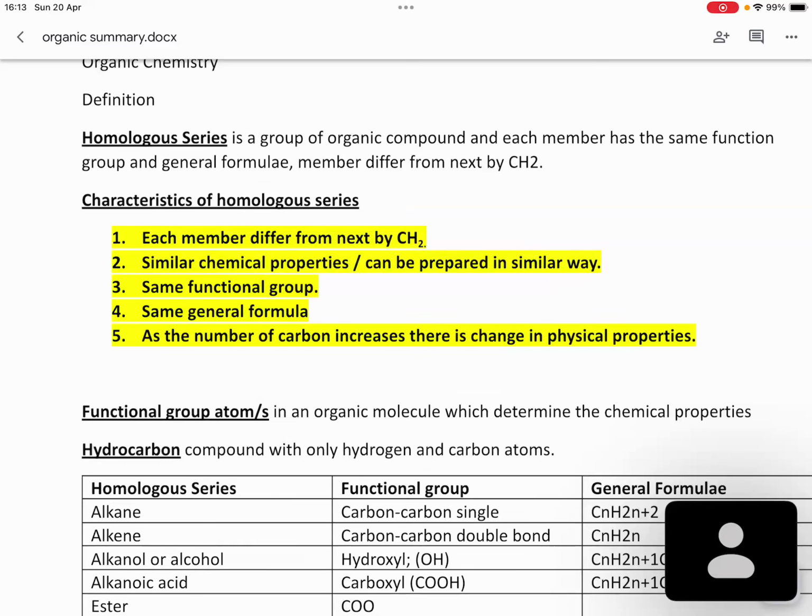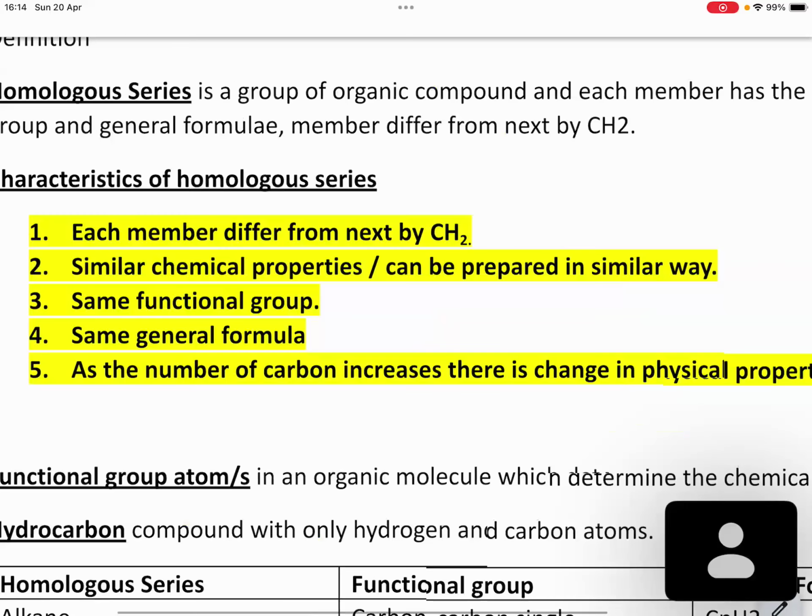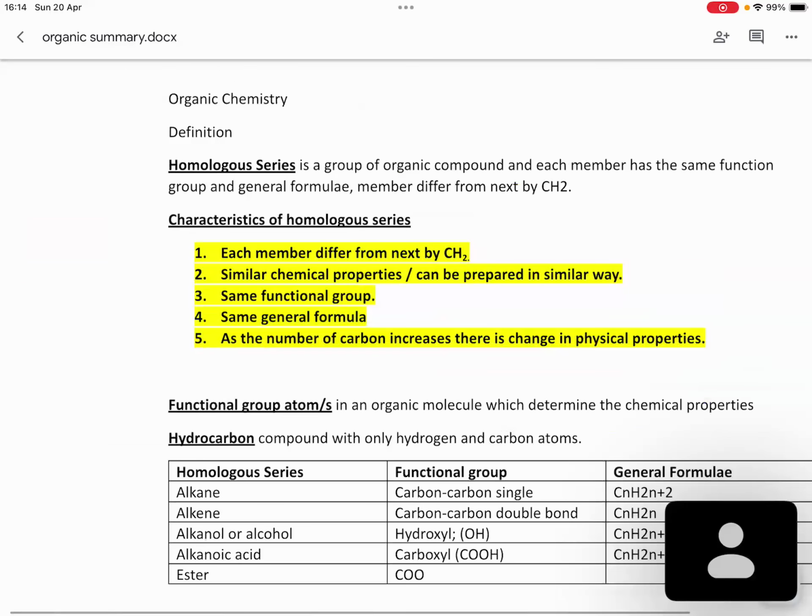Each member differs from the next by CH2. You must use the word next, preceding, or previous member. The word next can be substituted with preceding or successive member. They have similar chemical properties or they can be prepared the same way. CXC accepts number 2 as 1. So you can't say similar chemical properties and give another point, can be prepared the same way. CXC considers that to be 1.